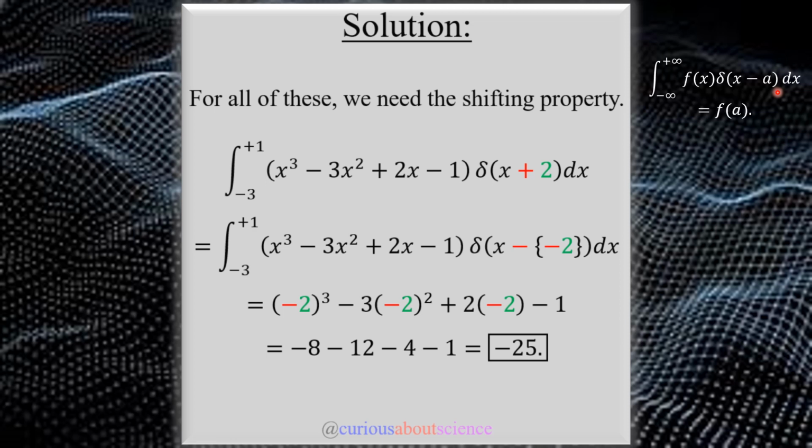This is important because the delta is equal to 0 everywhere that is not at x equals a. In the original definition, a equaled 0, so we had x at 0. But here, if x is not equal to a, it's 0 everywhere, so the function doesn't exist unless it's at the point x equals a. And that's what we see here in the shifting property or sifting property. Different books call it differently, but our goal here is to understand that we need to find out by what factor this a is that the function is shifted by.